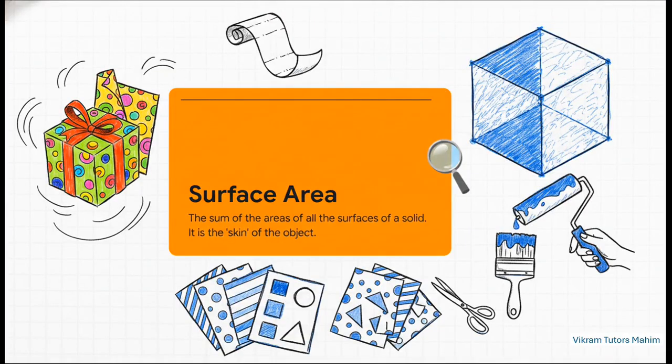And the second big tool for our kit, surface area. This answers our other question. How much wrapping paper do I need? See, this isn't about what's inside. It's the total area of the object's outer skin. It's the part you can actually touch or paint.